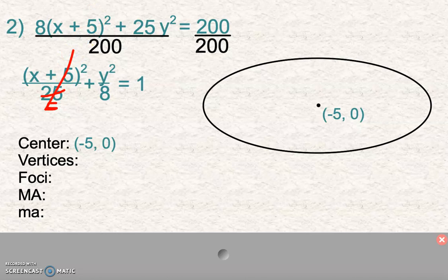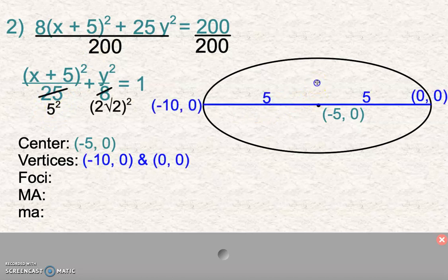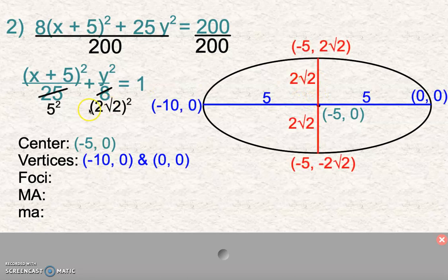Actually, I don't need to do all this. I have this thing handled right here. I know a is 5, and I know b is 2 radical 2. And so I can go in and say, well, the major axis is clearly 10 units long. The minor axis is clearly 4 radical 2 units long.